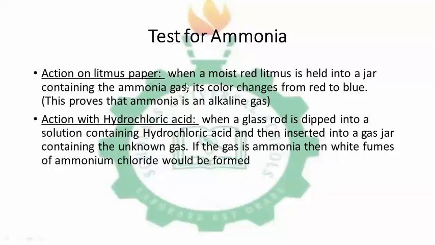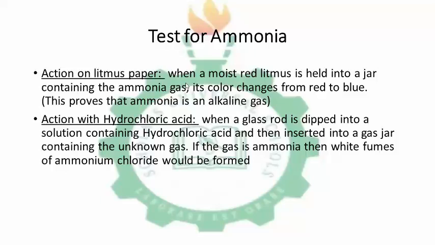Now, to test for ammonia in the laboratory. You can test for ammonia in the laboratory using the litmus paper, and you can also test for ammonia by its reaction with hydrochloric acid. Now, when a moist red litmus paper is held in a jar containing the ammonia gas, its color changes from red to blue, and this proves that ammonia is an alkaline gas. That means when dissolved in water, it forms ammonium hydroxide, which is also known as aqueous ammonia, which changes the red litmus paper to blue.